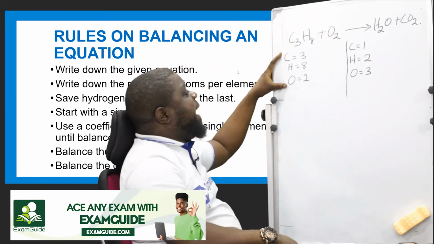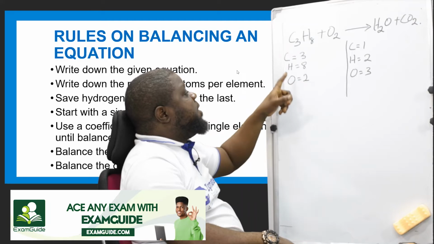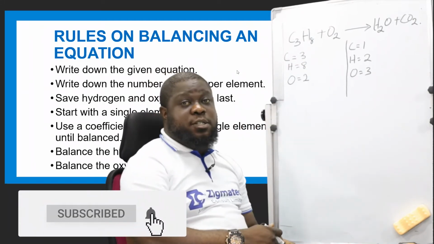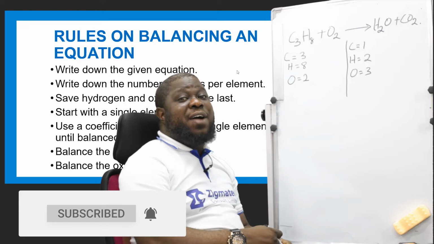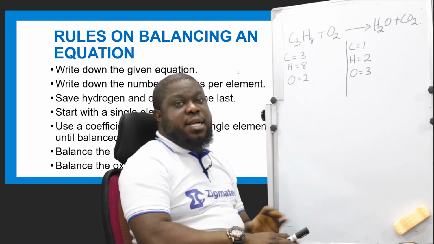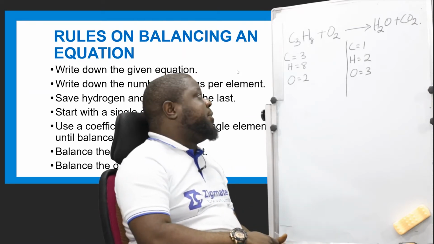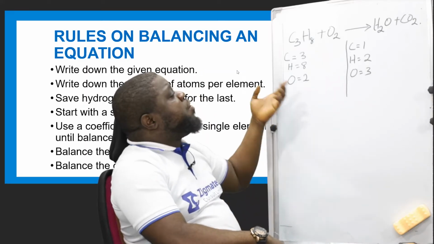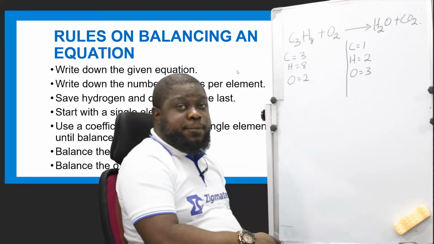Why, on the right hand side, the carbon here is 3, the hydrogen here is 8, and the oxygen here is 2. Now the issue is, the next one says save hydrogen and oxygen for the last. Fine. Then it says start with a single element. You do not touch hydrogen and oxygen. They say you save it for the last.